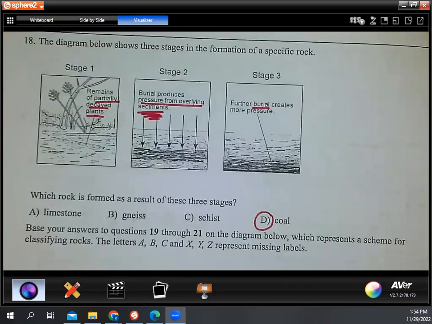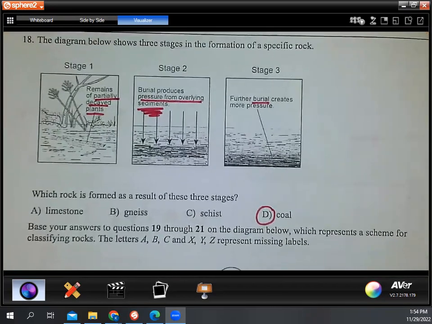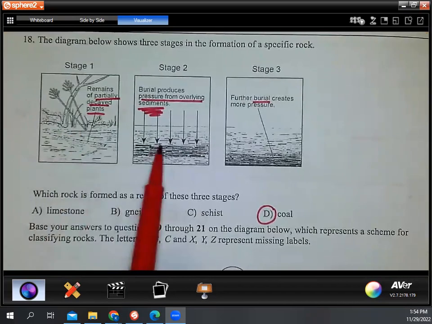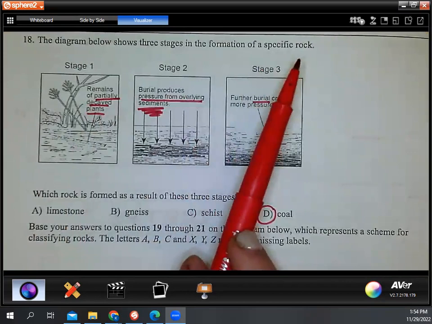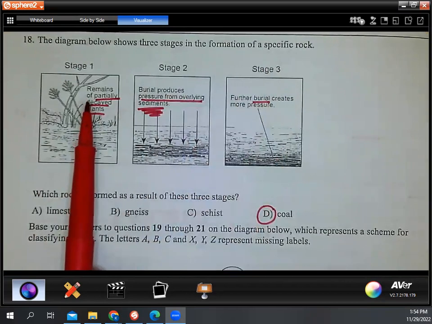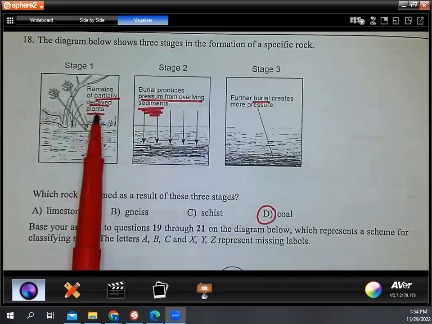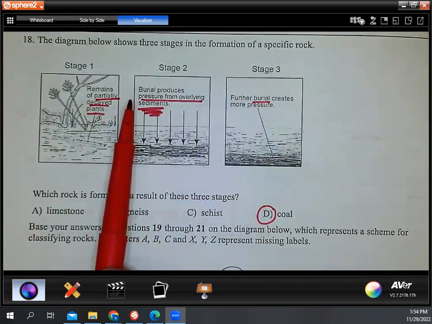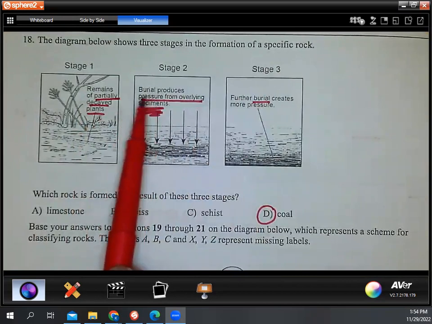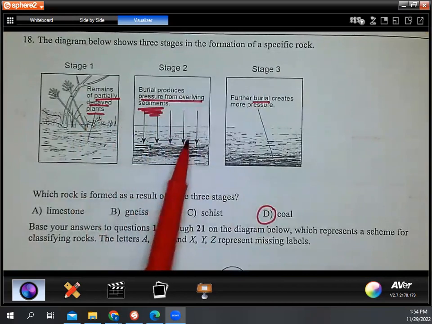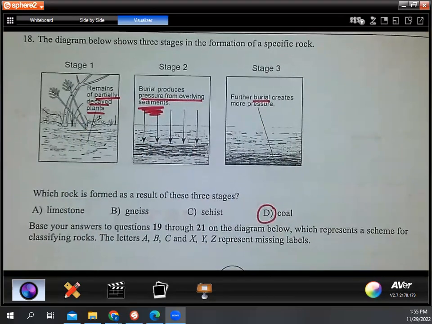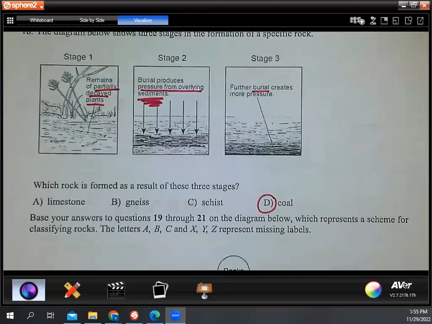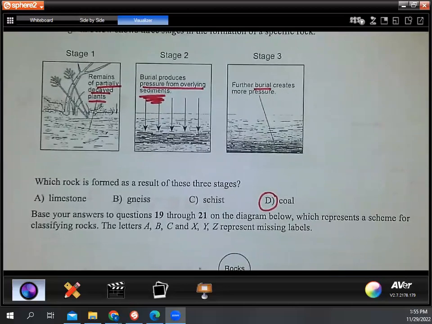Question 18: which rock is formed as a result of these three stages? They show us three pictures above. They tell us it is the specific formation of a rock. It says the remains of a partially decayed plant, the burial process produced from the overlying sediments, and then further burial creates more pressure. So in those three stages, we are going to form coal.